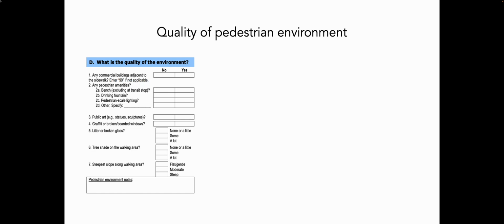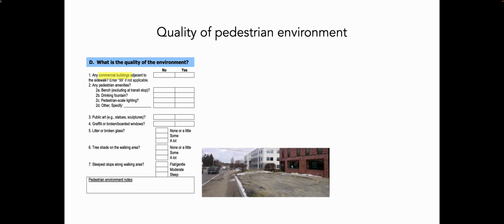Next, you'll assess the quality of the pedestrian environment and evaluate what may facilitate or discourage a walker or cyclist's use of the space. First, the ANC tool asks you to evaluate the presence of commercial buildings on a sidewalk that can be accessed without walking through a parking lot. A person may wish to walk along a segment if they can easily access things like restaurants or shops.